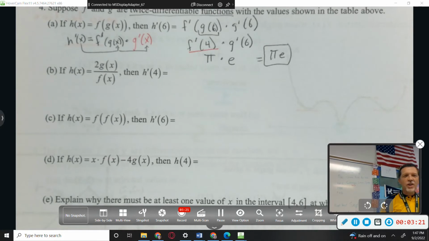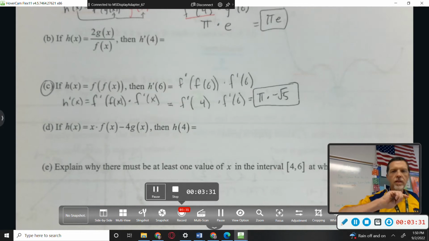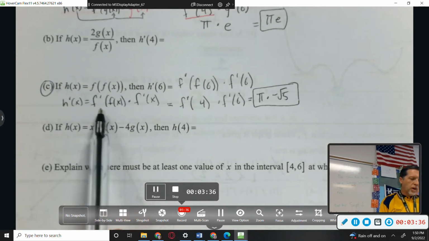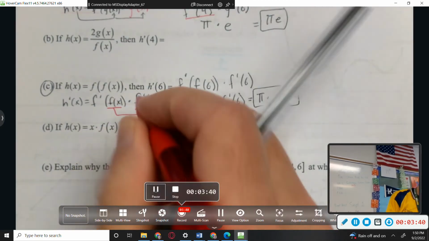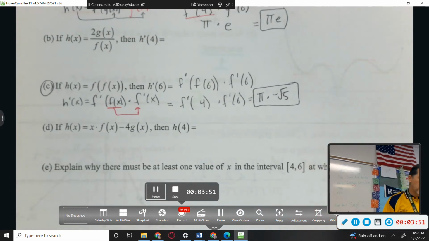Let's see. Why don't you try C? I don't press pause. You try C. It's another chain rule problem, but it's f of f, so it's a little bit different. Again, outside in. The derivative of the outside is f prime. Leave the inside alone, and then chain rule it. The derivative of the inside is f prime. Then plug 6 in for x everywhere, and just be careful because there's lots of places to look on the table, and to not get confused on where you're looking.